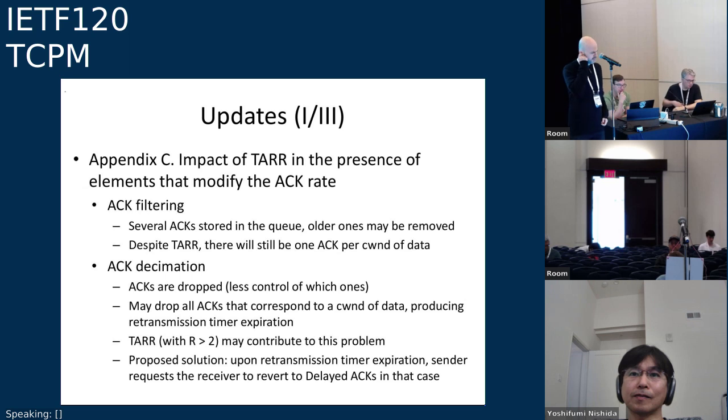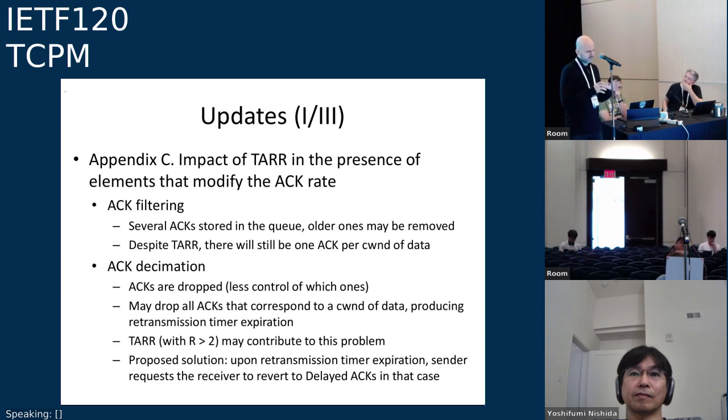So first of all, we start by discussing ACK filtering and ACK decimation. ACK filtering is a technique by which there may be several ACKs from the same connection between 2 endpoints stored in a queue, perhaps at the receiver, perhaps in some middle element between the 2 endpoints. And in this technique, the older ACKs may be removed. So our understanding is that despite the presence of TARR, there will still be at least 1 ACK per congestion window of data, and therefore we don't see any particular problem or any obvious damage that TARR would incur here.